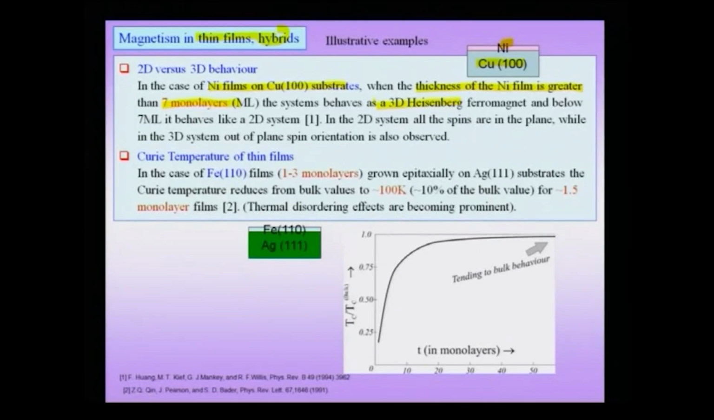In other words, it becomes a 3D ferromagnet, that means with spins out of plane, when the system size is only about 7 monolayers. On the other hand, below 7 monolayers, it behaves like a 2D system. In other words, all the spins are in the plane, while in the 3D system spins can be out of plane. So, this implies that you can have a transition from 2D to 3D behavior in these nickel films, which are grown on copper substrates, for a very thin film size, about 7 monolayers.